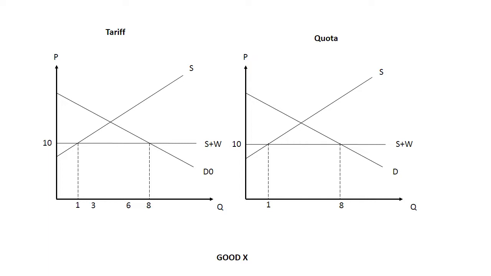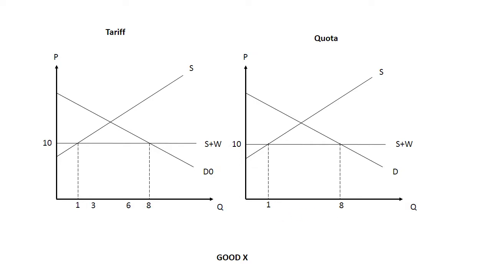After the country opens up its economy to trade, it imports 7 units of good X. Quantity demanded is 8 and domestic quantity supplied is 1, so the number of imports is 8 minus 1, which is 7. In this curve too you will get 7: quantity demanded is 8, domestic quantity supplied is 1, so imports equal 7.